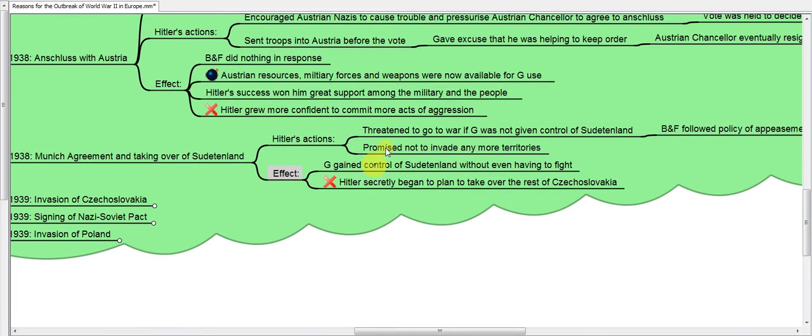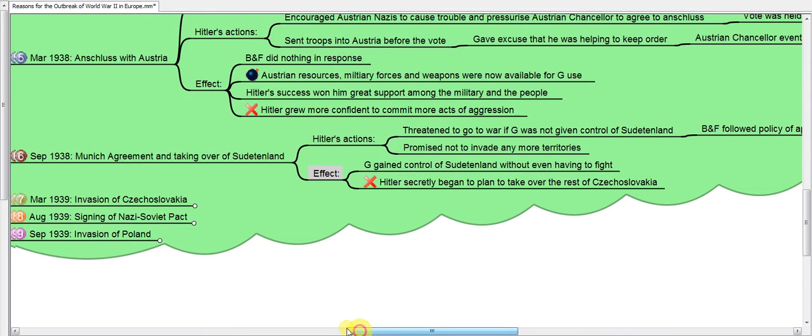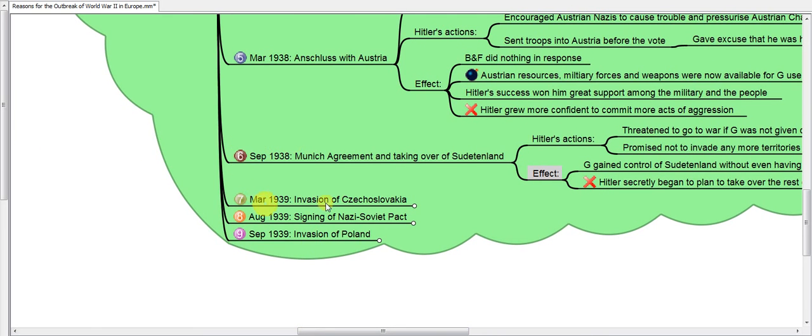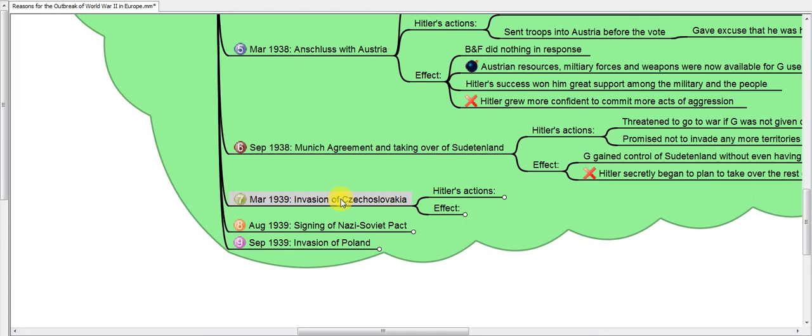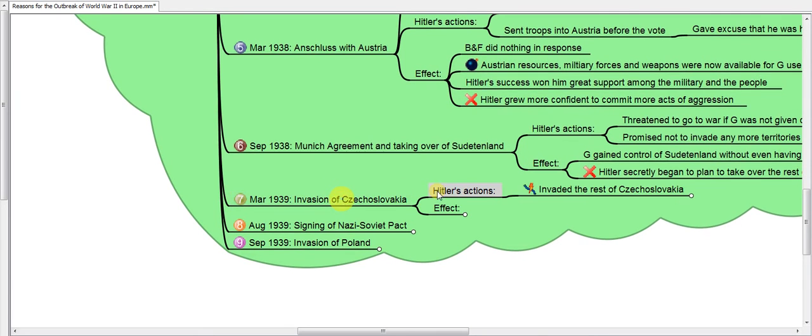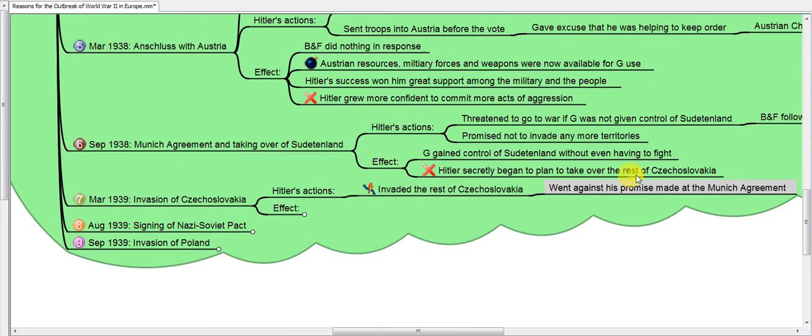And, of course, contrary to his promise, he now secretly began to plan to take over the rest of Czechoslovakia. Now, Sudetenland was the German-speaking part of Czechoslovakia. The rest of Czechoslovakia was not German-speaking, so Hitler still wanted it. He was not happy with what he had. And so, another 6 months later, number 7, he invaded Czechoslovakia. Actions: invaded the rest of Czechoslovakia, going against his own promise made at the Munich Agreement, right?